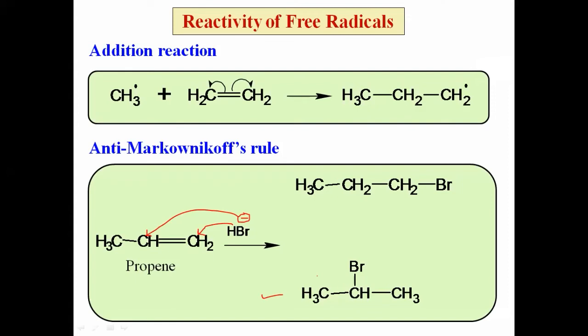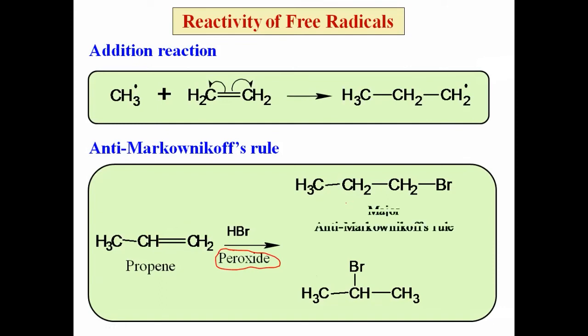And here that isopropyl bromide should be formed as a major product. Okay, this is Markovnikov's rule. But suppose that reaction is carried out in the presence of peroxide. Then what happens? In this case, we get a mixture of these two products. But here, this first product is in major amount. It is actually the anti-Markovnikov's product.